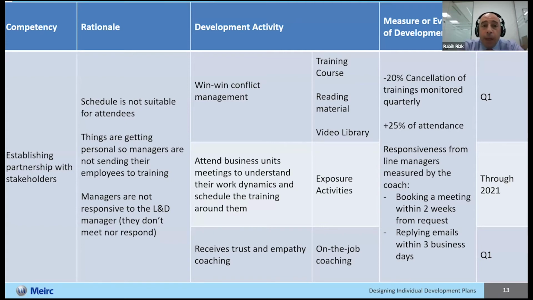All right. You go and schedule trainings in the middle of January for leaders, everyone sitting there trying to draft their business plan. It's not gonna happen. However, what we know from experience is that the HR department is sometimes becoming isolated from the business. And that's why this development activity is simply to attend business unit meetings regularly to understand the business dynamics and really schedule training around those needs.